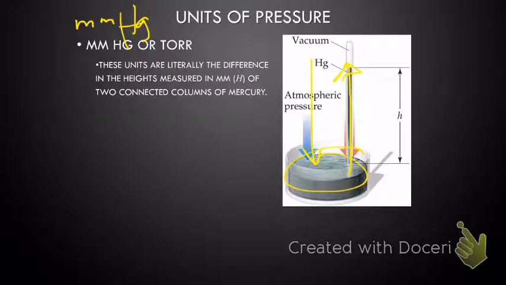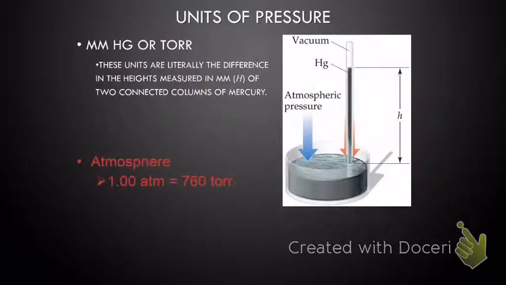They would measure this height, and 760 millimeters is equal to what they call 1 atmosphere. One atmosphere is the standard unit that we use here, because that's literally the air pressure, or atmospheric pressure, at sea level, and it's equal to 760 torr, which is also equal to 760 millimeters of mercury in the old-fashioned barometer.